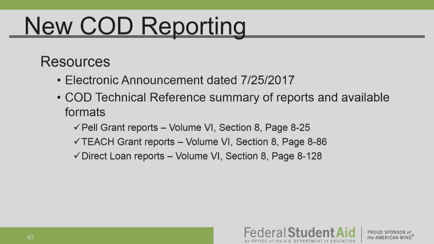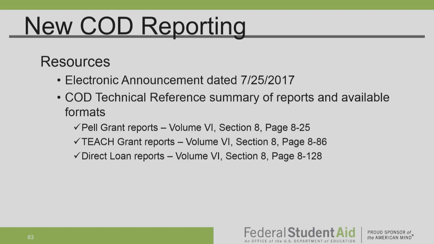Okay, let's keep moving through here. There's the third time I've told you about that electronic announcement, right? July 25th, 2017, it's got all the information on it that you need that'll tell you more about what we just talked about. The technical reference, summary of reports and available formats, there we have them up there for you as well. That's where you need to go if you want to find the best report for a particular purpose in your financial aid office. That's going to tell you.